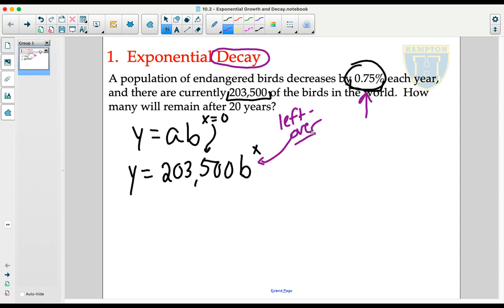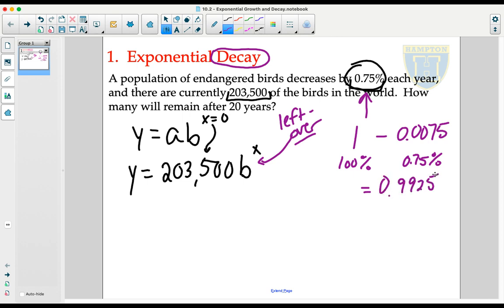What's the percentage of the population still remaining if that 0.75% was removed from the population? And that's where our use of the number 1 comes in. So thinking of the number 1 as a representation for 100% and using 0.0075 as the decimal version of 0.75% gives us a base of 0.9925. And that's the base we're going to use for our exponential.